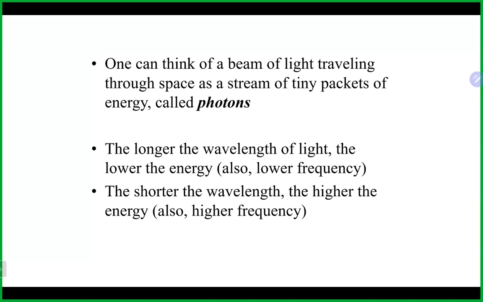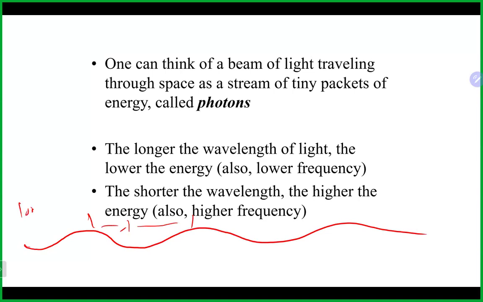So as I talked about, we could think of a beam of light traveling through space as a stream of tiny packets of energy, which are referred to as photons. And there is a relationship between the wavelength of a wave and its energy. So typically speaking, the longer the wavelength, so if you have a wave that's stretched out like this, has a lot longer wavelength, usually it also has a lower frequency and it usually has lower energy. So something with a longer wavelength typically will have a much lower energy.